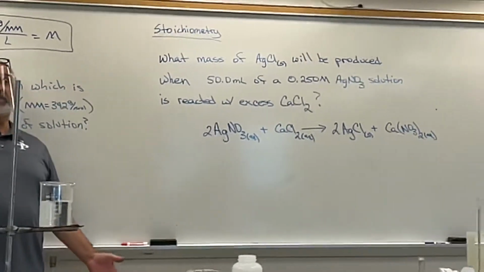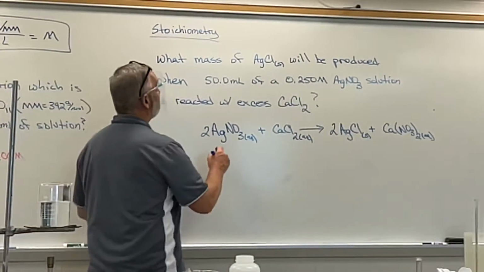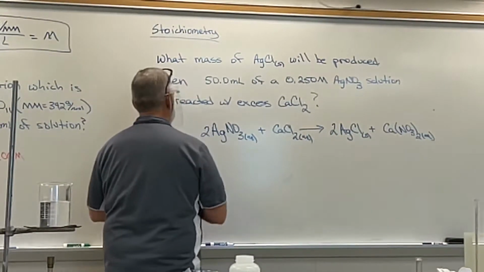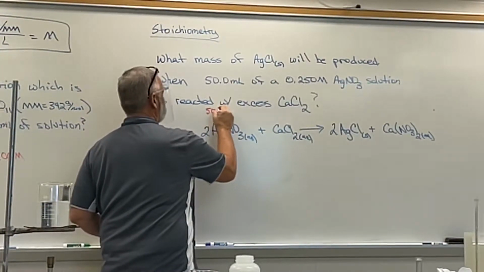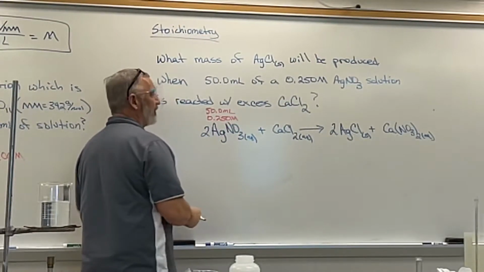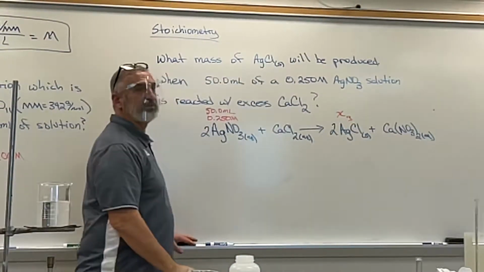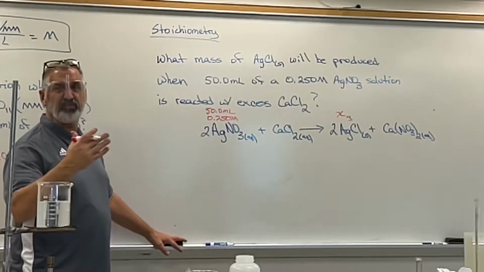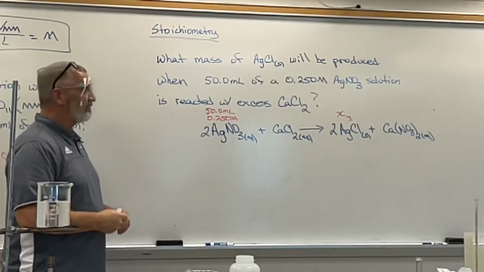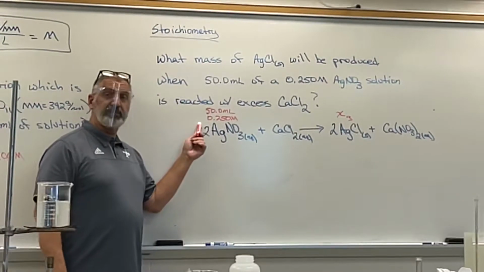Step 2, what am I given? What am I looking for? I'm given 50 milliliters of a 0.250 molar. What am I looking for? Grams of AgCl. And I like to put the unit so I know that when I get to that unit, I'm done. Now, the only thing that's different on this stoichiometry problem is what we're given.